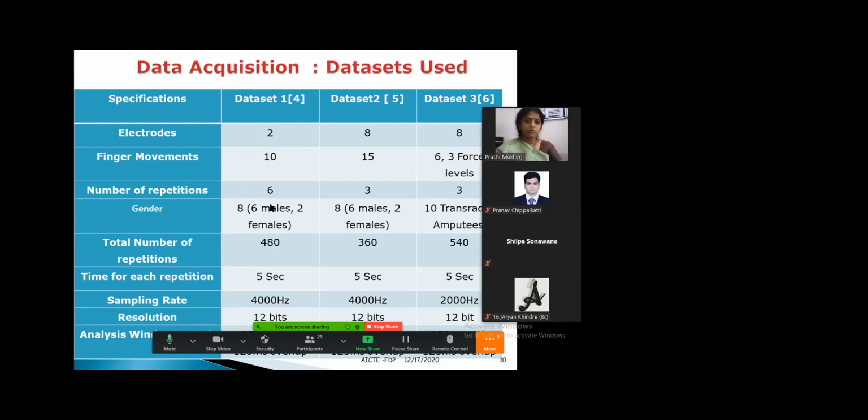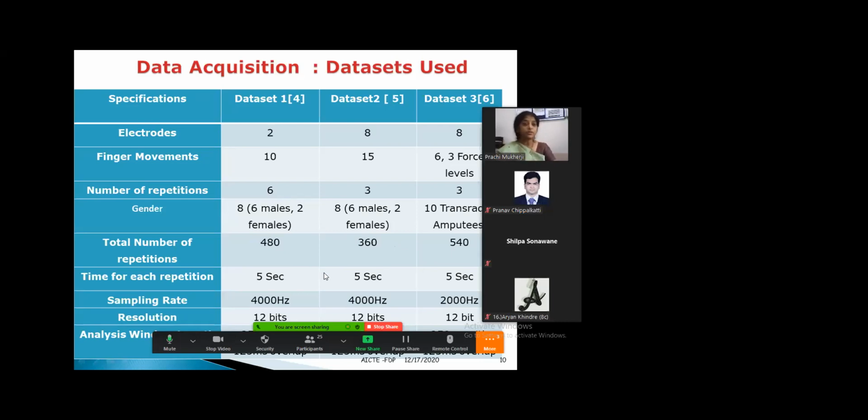Then there are finger movements. I will be showing you what finger movements we want to classify. So 10 finger movements, then 15 finger movements. Definitely for an amputee, there are a lesser number of finger movements, like 6 finger movements, but the force levels are different. So when you're collecting the database, you have to instruct the amputee to do the same movement with different force levels. Then you can multiply all 3 to get the number of repetitions.